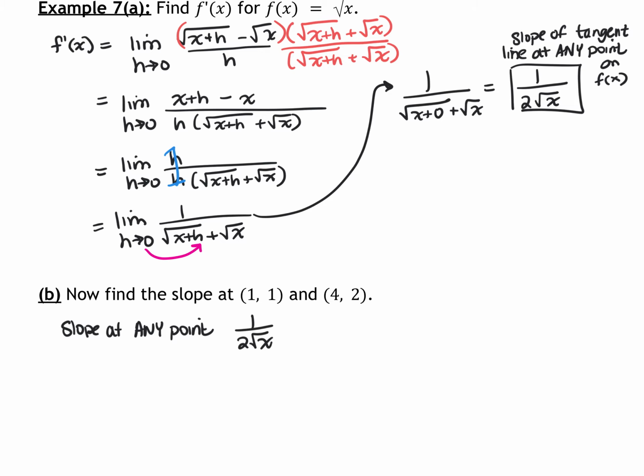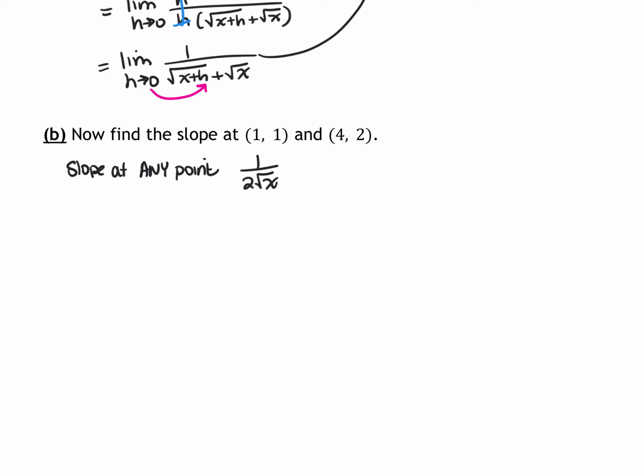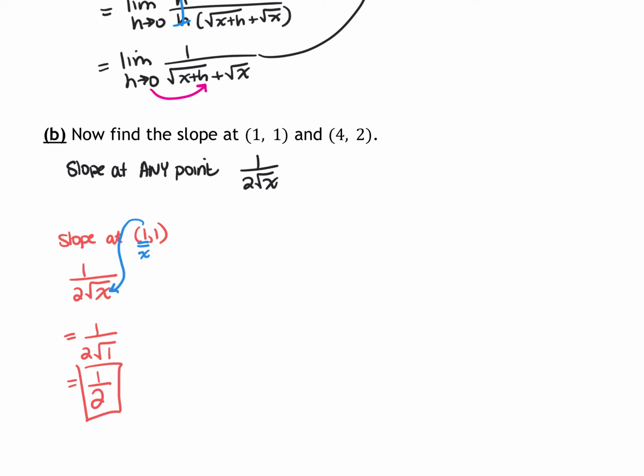So let's say I want to find the slope at the point 1, 1. Well, I'm going to have to take my slope at any point, which is 1 over 2 radical x, and I know that x is equal to 1, so I'm going to plug that in. And I get 1 over 2 times the square root of 1, which just ends up being 1/2. So the slope at 1, 1 is just 1/2.